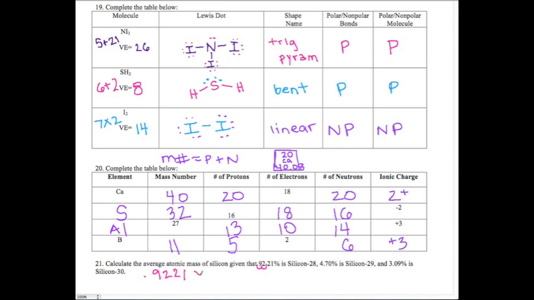0.9221 times 28. You're going to add that to, well, 1, 2, so that's 0.0470 times 29 plus 2 places, 0.0309 times 30. So do all of that math, and what I think you end up getting is 28.11 rounded, and please round to just about 2 decimal places. Your units are AMU. And we're done.